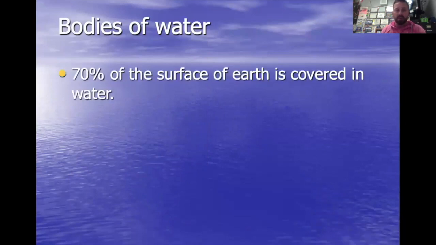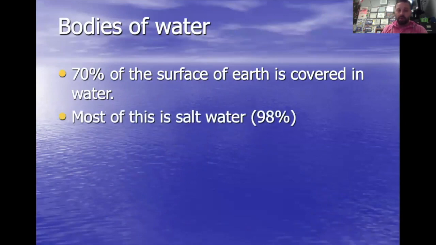70% of the Earth's surface is covered in water. Now, that's fresh and salt water. Most of that, though, you can't drink. It's mostly salt water. The salt water is the oceans: Arctic, Pacific, Atlantic, Indian, and our new Southern Ocean, which is the body of water that surrounds Antarctica. Those are salt water.